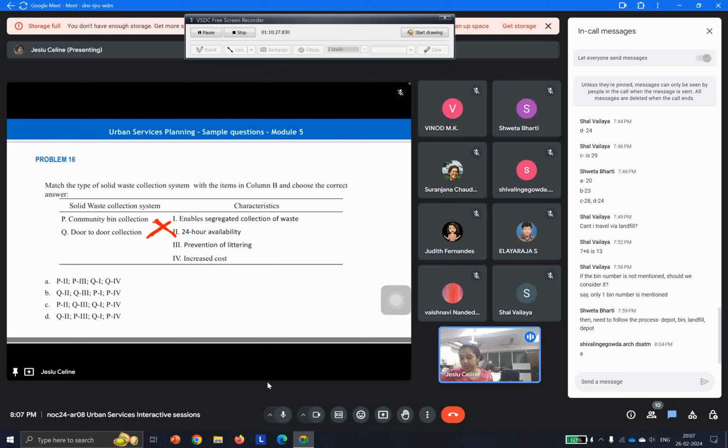Now the next one is prevention of littering. That comes in door to door, because they're storing it and then giving it off. But in a community bin, it can lead to littering also, because around the community bins, usually there's a lot of waste lying around. And increased cost: door to door is more expensive than community bin, because you need to pay for the people who come. Community bin also needs a bin, so that costs, but compared to that, door to door is more expensive.